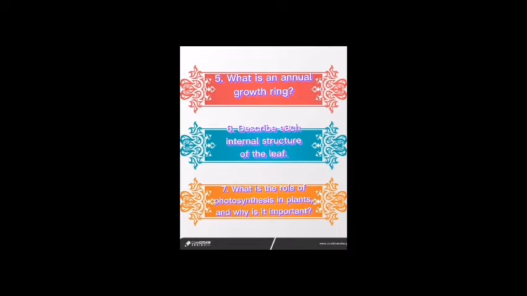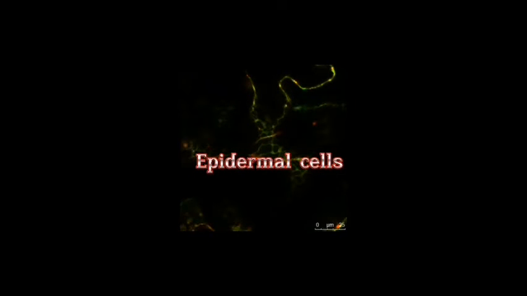Okay, let's continue to number 6. Describe the internal structure of the leaf. We have epidermal cells, palisade mesophyll, spongy mesophyll, stomata, and guard cell. So let's discuss first the epidermal cell.